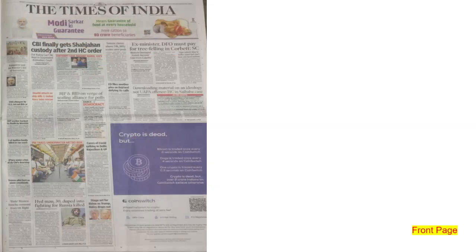Then we have, see, this is what we call the full page that I was saying. The top page I showed you, then in the lower half, the right hand side has an advertisement, and the left hand side has some other news.